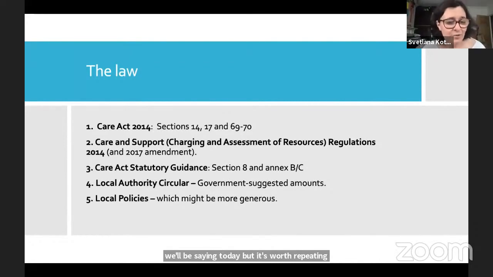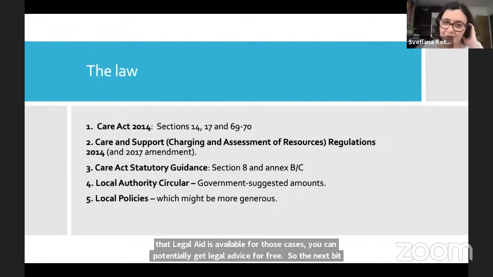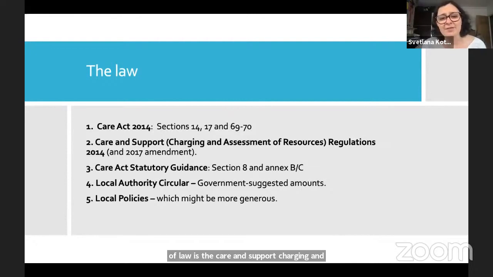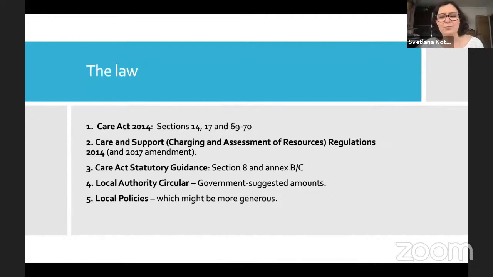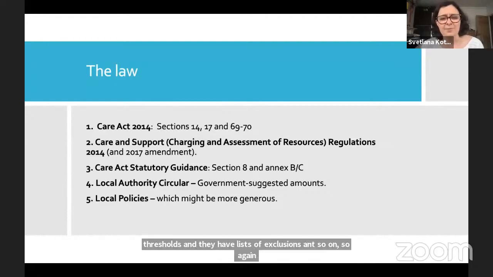The next bit of law is the Care and Support (Charging and Assessment of Resources) Regulations. The regulations give great detail of how financial assessments should be done. They set out capital and income thresholds, and they have lists of exclusions and so on. So again, this is what we call hard law. Local authorities must follow it.